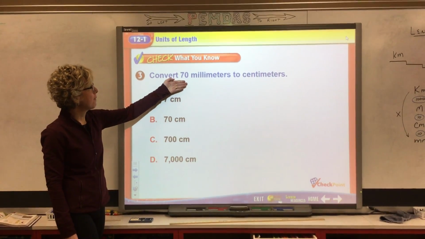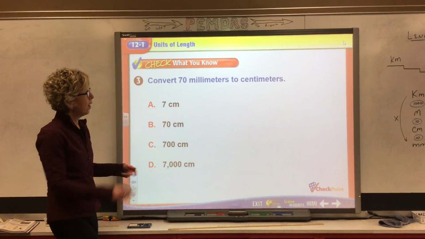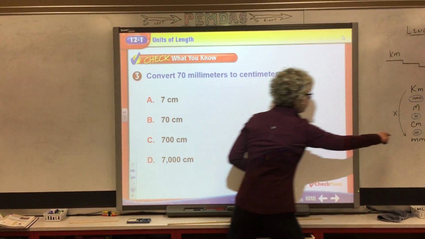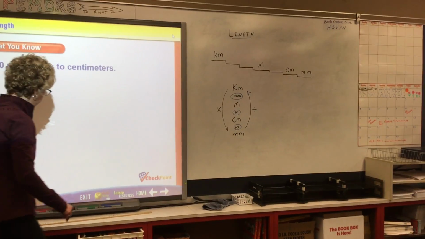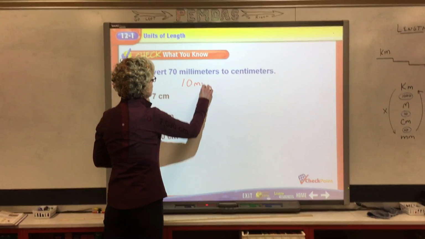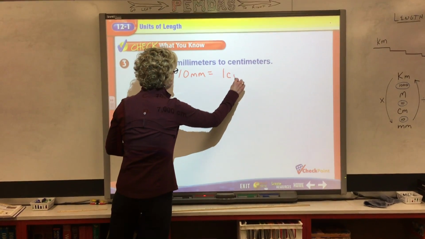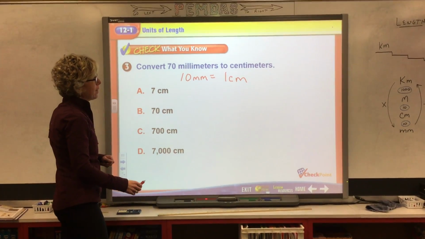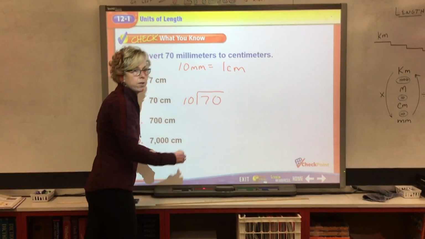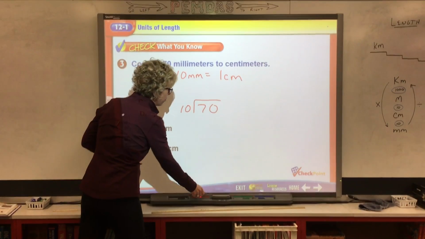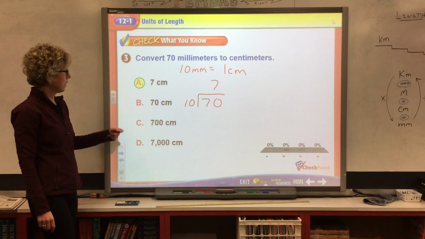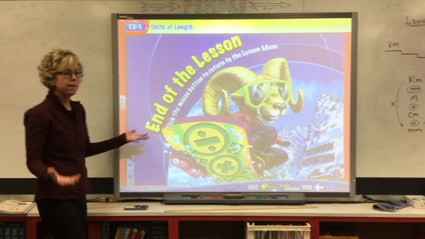Here we're converting 70 millimeters to centimeters. Again, we're going from smaller to larger. So we know if we're going from smaller to larger, we're going to divide. Our conversion is 10 millimeters equals 1 centimeter. So in this case, we're going to divide by 10. So you take 70 divided by 10. Isn't this fun, boys and girls? Because all of these things we can kind of solve mentally. And again, we would get 7. Okay? All right.